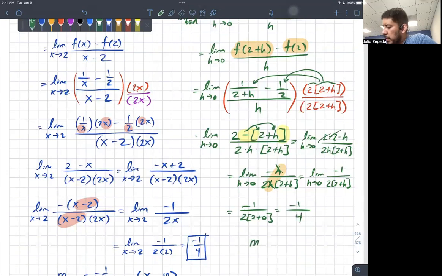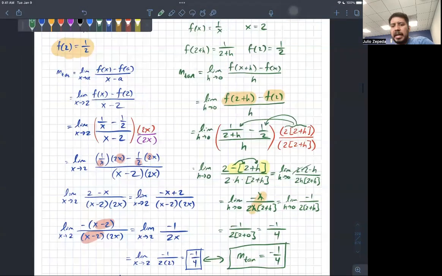So the slope of the tangent line is equal to negative 1 over 4. And notice we actually finished on the exact same line as before. So which of these two methods is more complicated? I think the right-hand side was more complicated this time. But you choose whichever one you like. And really, you should be able to do both. So when you're doing problems, maybe alternate between the two.